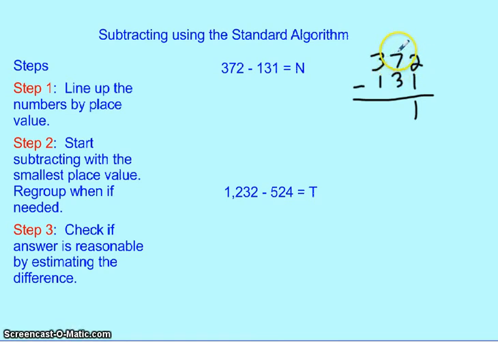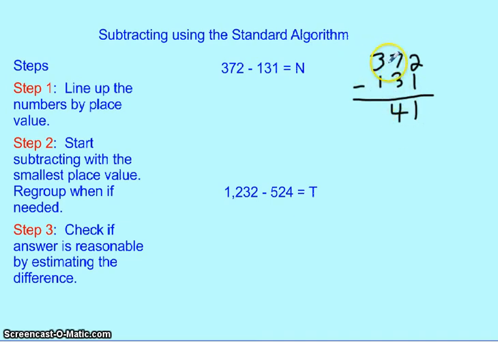So we're going to go to the tens. Well, I'm starting with 7 tens and I'm trying to take away 3 tens. Do I have enough tens to do that? Yes, I have more on top. So 7 tens minus 3 tens, I don't need to regroup. I have enough to subtract. That is 4 tens that are left.